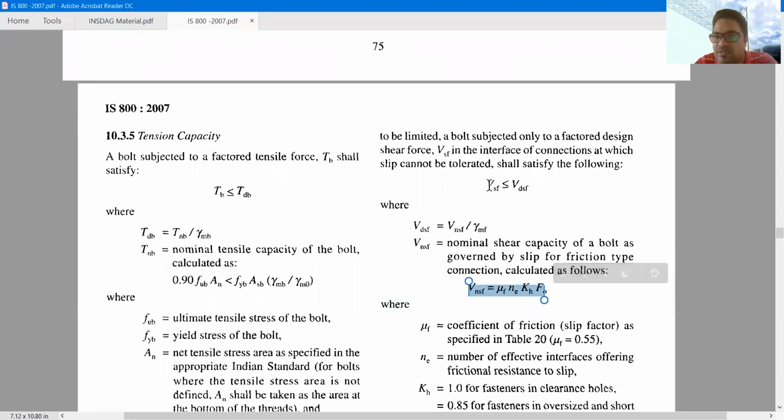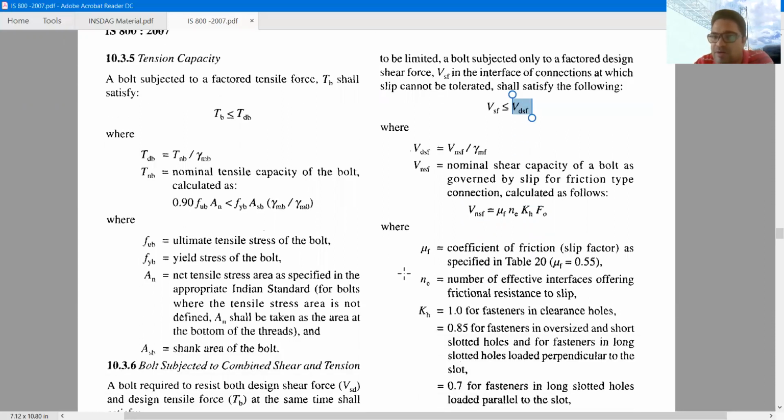So VSF is the factored shear force on the bolt, and it should be less than or equal to the design shear strength of the bolt. This shear strength is developed because of the frictional resistance of the friction grip bolt. So this is how we calculate. This is the formula in which VNSF is given by gamma F NE KH F naught.